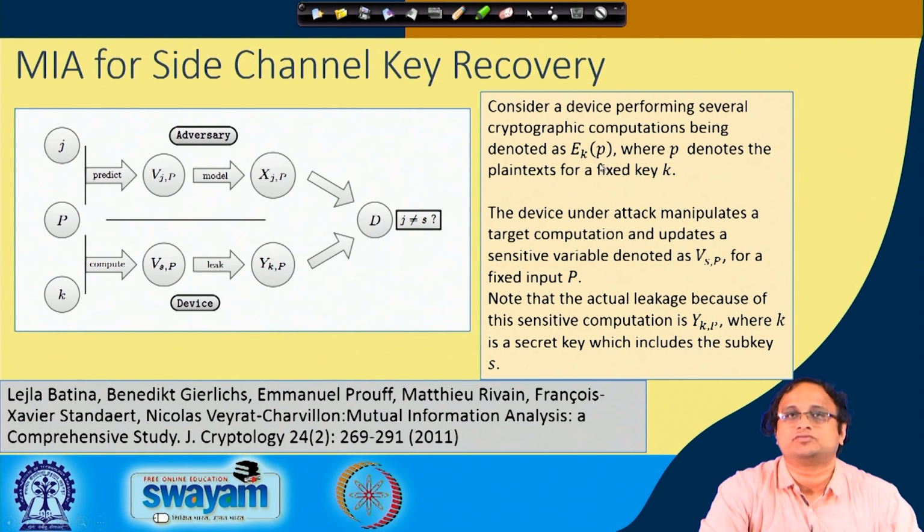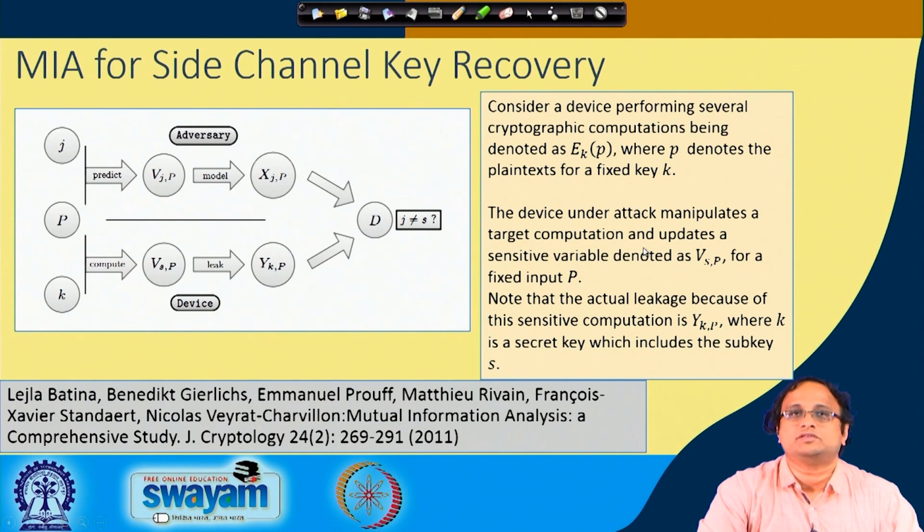So, E_K(P) stands for your encryption implemented, and it is processing on P, which is the plain text, and there is a fixed key K which you want to determine by your attack. Now, the device under attack manipulates a target computation, like we have seen in context to the other DPA attacks. There is a target computation. It could be the output of an S box, it could be the input of an S box, and so on and so forth.